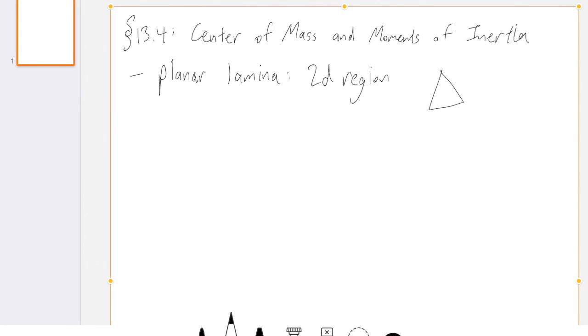To make things interesting, it's going to have variable surface density. All this means is it could have a different density at different places. So it could be more dense at the bottom here than it is at the top. So the first part, which this video will cover, is finding the mass of this planar lamina.